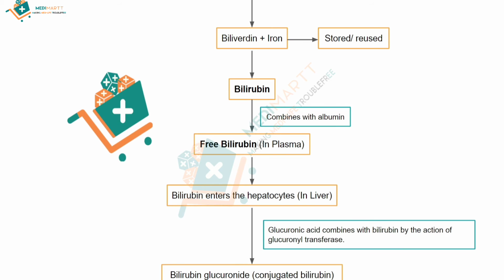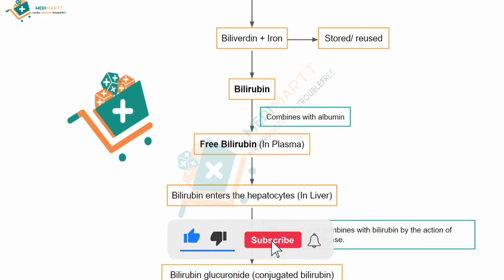Now this free bilirubin enters into the hepatocytes, which are the cells of the liver. Now glucuronic acid combines with the bilirubin by the action of glucuronyl transferase. Why is this happening? Because bilirubin is converted into bilirubin glucuronide, which is also called conjugated bilirubin.